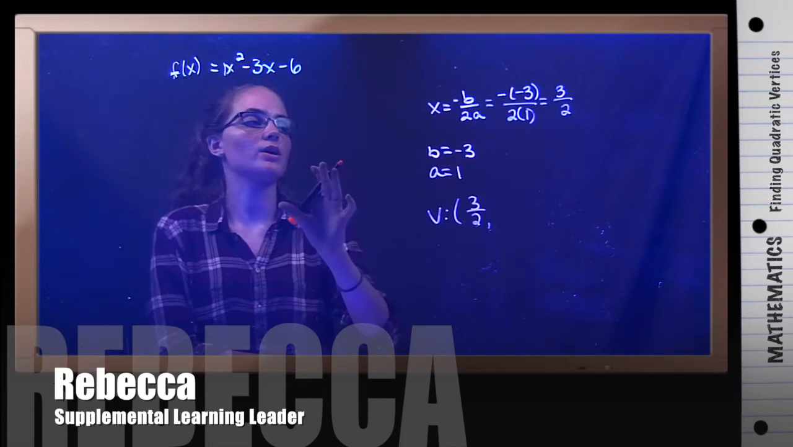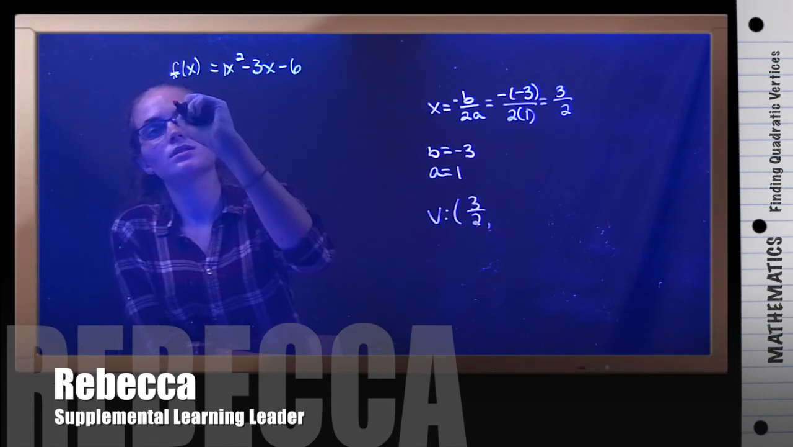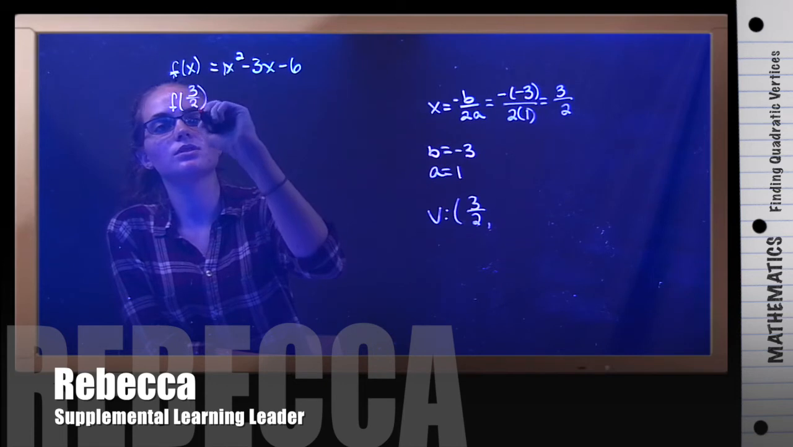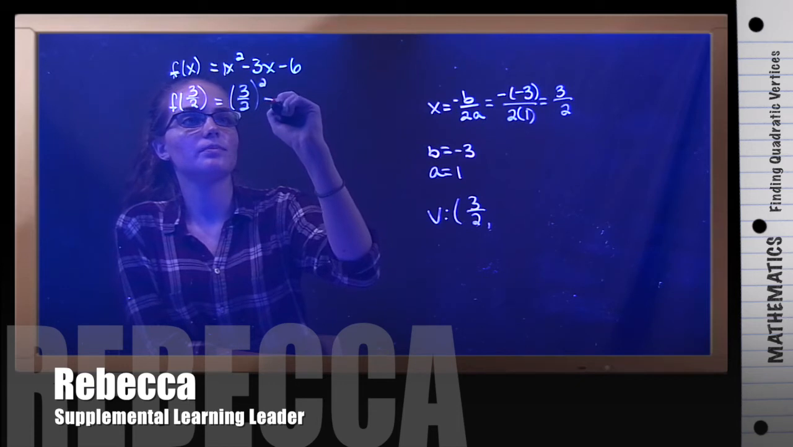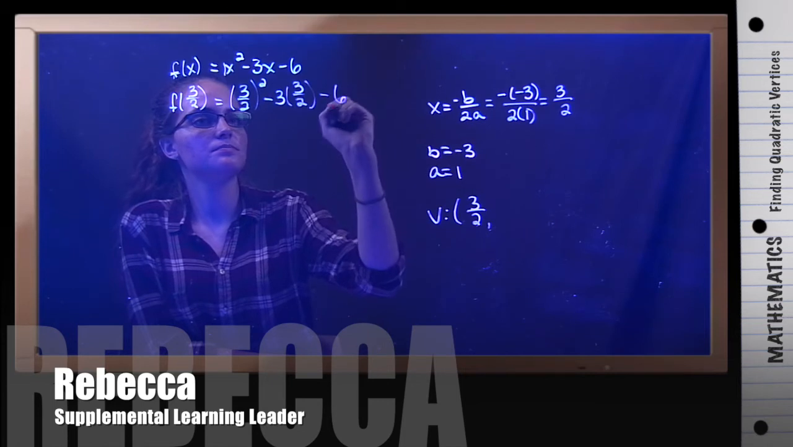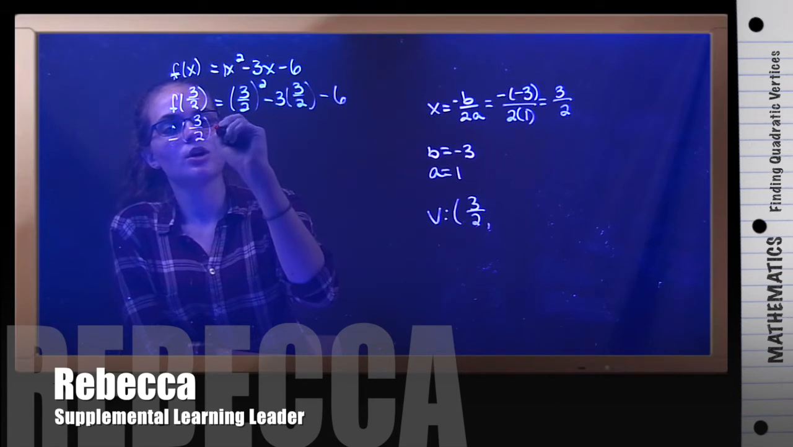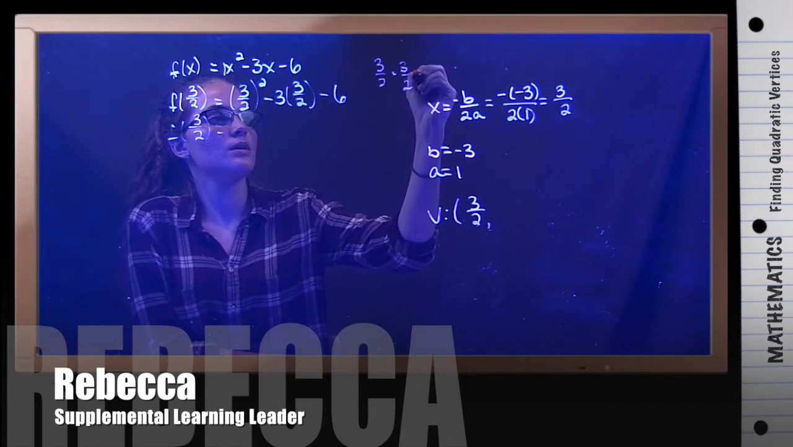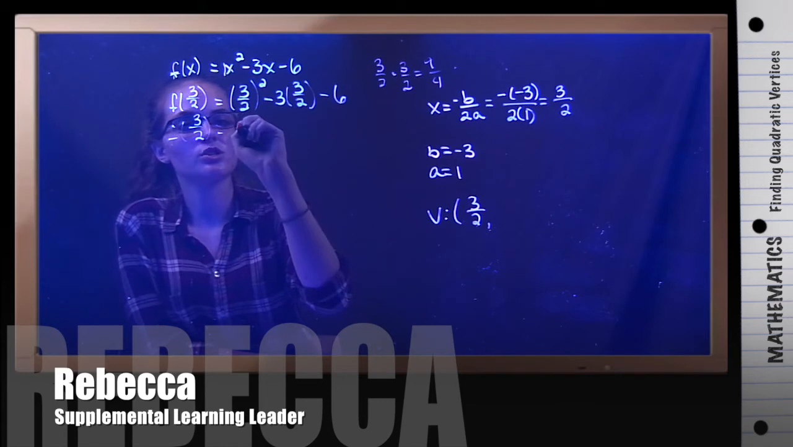Now, in order to find our y-coordinate, we can plug 3 over 2 into our original function, and that will give us y. So f of 3 over 2 equals 3 over 2 squared minus 3 times 3 over 2 minus 6. Okay, so we can simplify this. 3 over 2 squared is the same thing as saying 3 over 2 times 3 over 2. 3 times 3 is 9. 2 times 2 is 4. So we have 9 over 4.